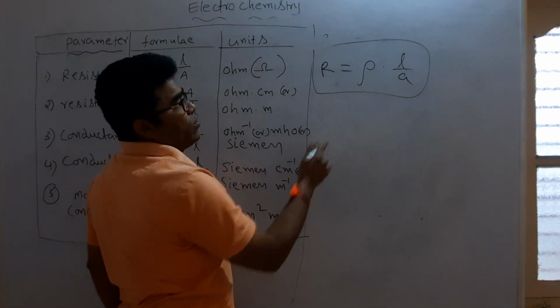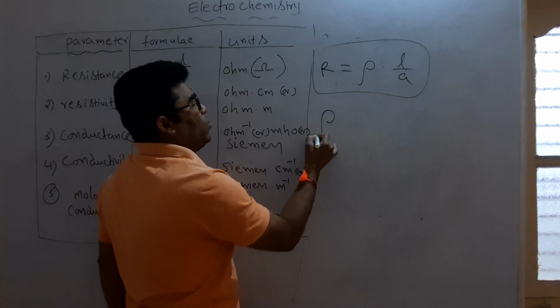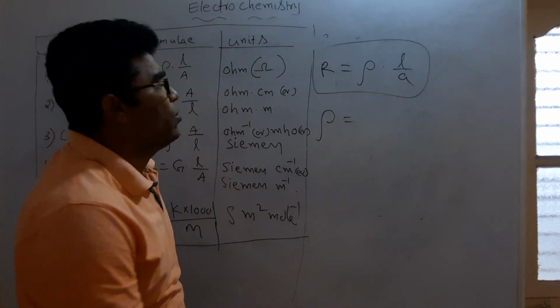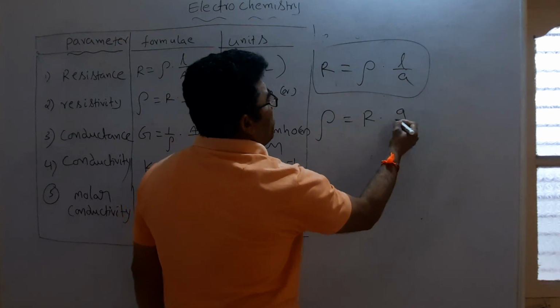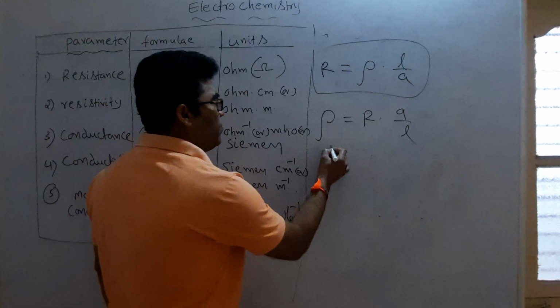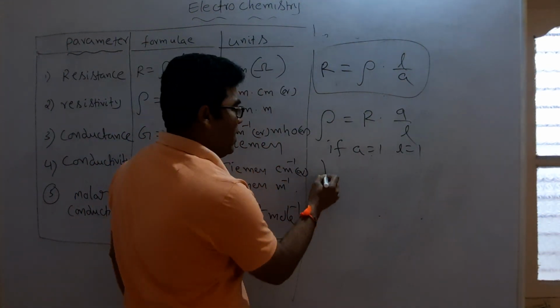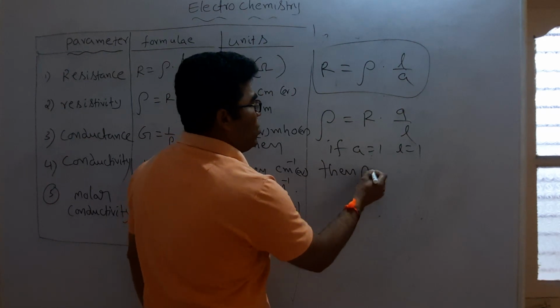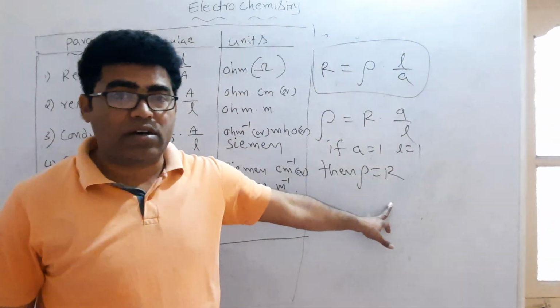Suppose you take this one. This we derived from the electrolytic cell. Now if you take rho equal to, you bring this one this side, R into A by L. Rho equal to R into A by L. If A equal to 1, L equal to 1, then rho equal to R. So rho is nothing but R.